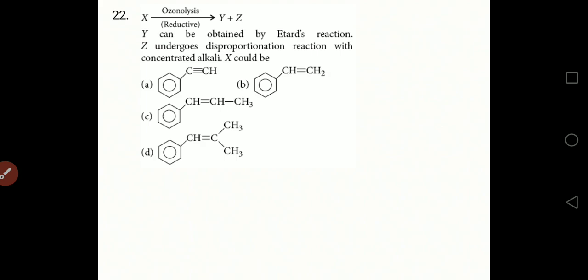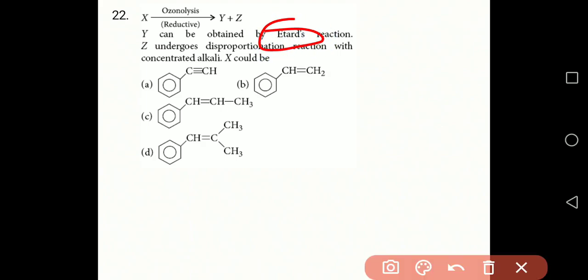X undergoes reductive ozonolysis gives rise to Y and Z. The hint is here, remember, Etard's reaction. Etard's reaction is possible only for benzaldehyde. Remember, Etard's reaction obtained by benzaldehyde. So benzaldehyde is formed, correct? So benzaldehyde, that should be Y. Y can be obtained by Etard's reaction. Hence you can write that.